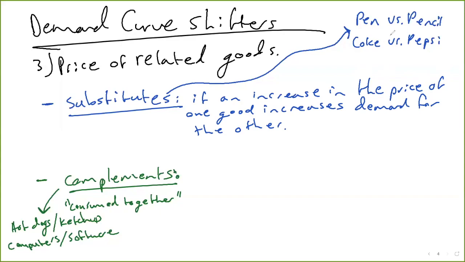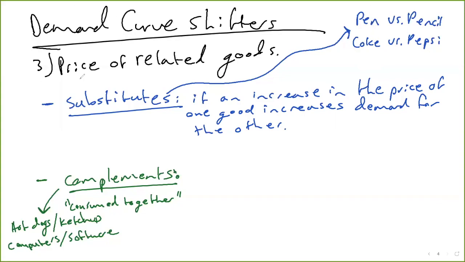So think about pens versus pencils. Maybe you prefer writing with a pen, but if pens increased in price, you might consider a pencil. Same with Coke and Pepsi. Maybe you prefer Coke, but if Coke becomes very, very expensive, you might be okay switching to Pepsi.